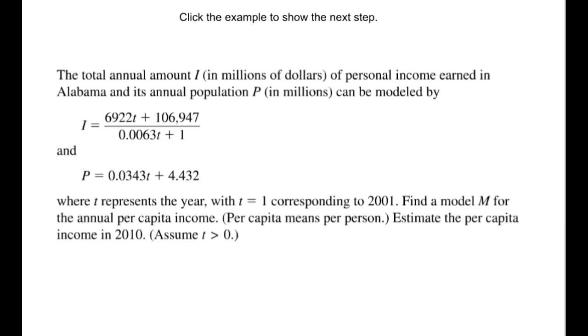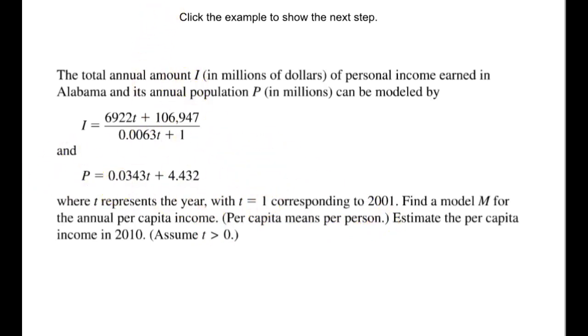Okay, so now we're going to be looking at our real life problem. So the total annual amount, I, in millions of dollars of personal income earned by Alabama, and its annual population, P, in millions, can be modeled by these two different equations, right? Where t represents the year, with t = 1 being 2001. Find a model for the annual per capita income. Per capita means per person. So that means I'm going to divide by my population.